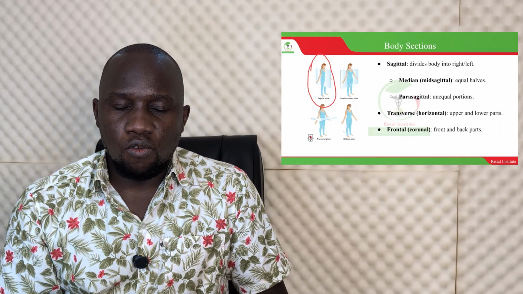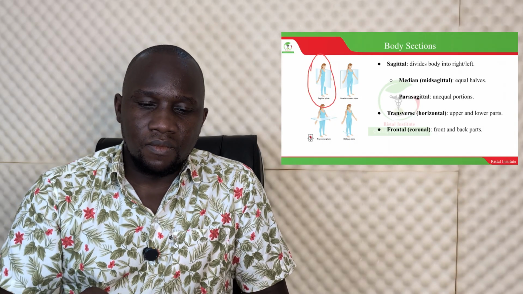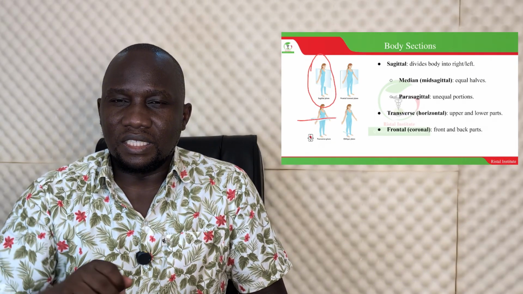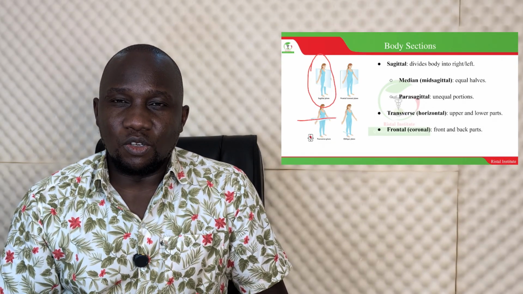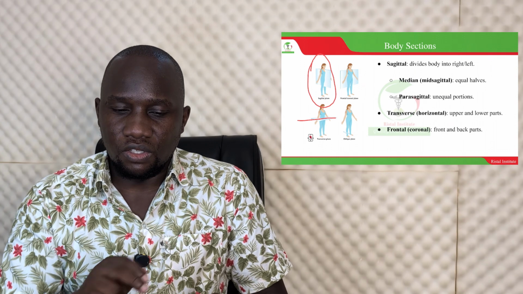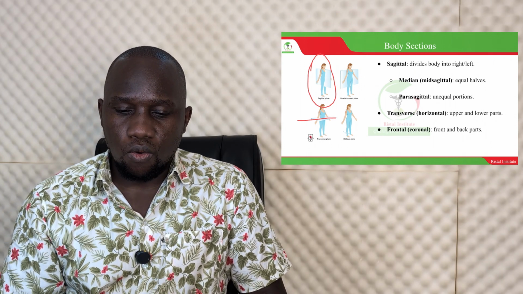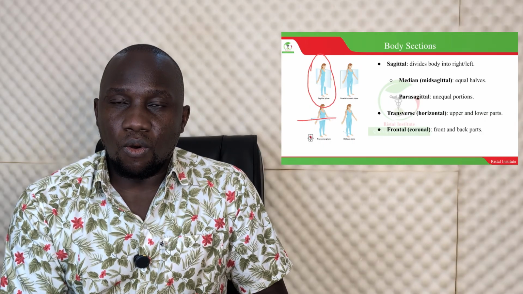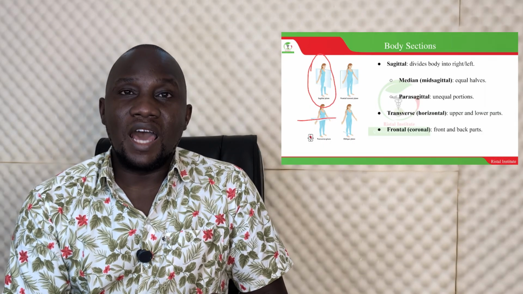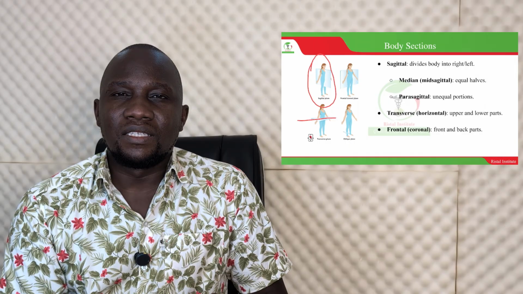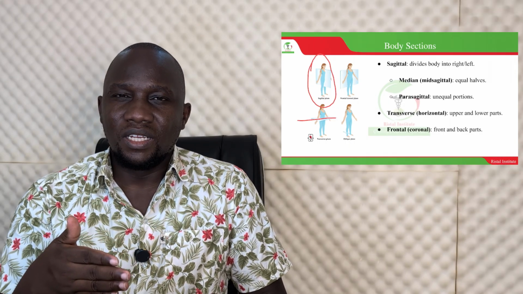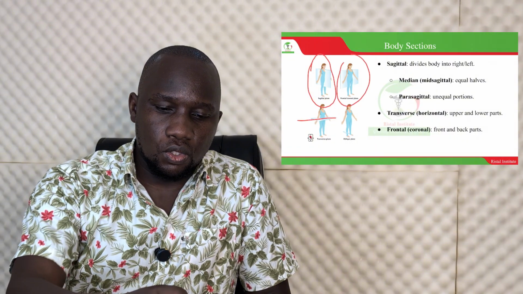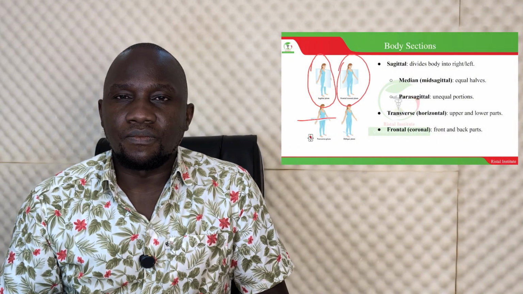Okay, and then we have what we call transverse. When you cut through the body part, that is transverse. It's a transverse section. It is a horizontal one, and then the frontal, which you can also call the coronal plane. This one cuts the body parts into the front part alone, and then the back, basically cuts through, and this is what we have in there.